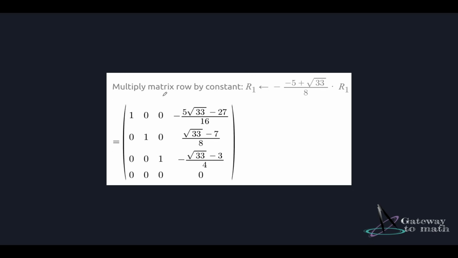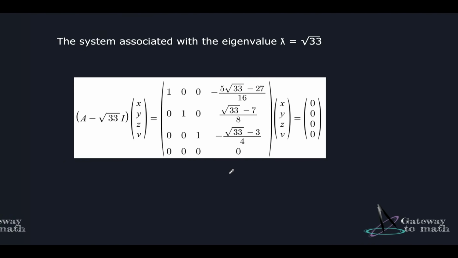Now we've got this matrix in row reduced echelon form, and these are the output values that I have. So let's represent them in the form of the original equation, which is (A minus under root of 33 times I) times (x, y, z, v), because it was a 4 by 4 matrix, so we will have 4 unknowns, equals the value we just obtained: 1, 0, 0, (minus 5 under root 33 minus 27) upon 16; 0, 1, 0, (under root 33 minus 7) upon 8; 0, 0, 1, minus (under root of 33 minus 3) by 4; and all zeros in the last row.